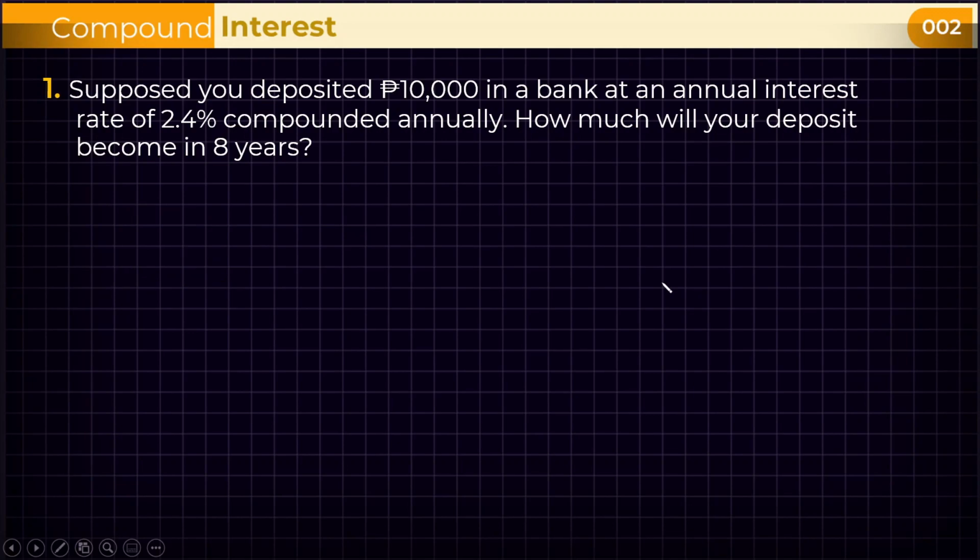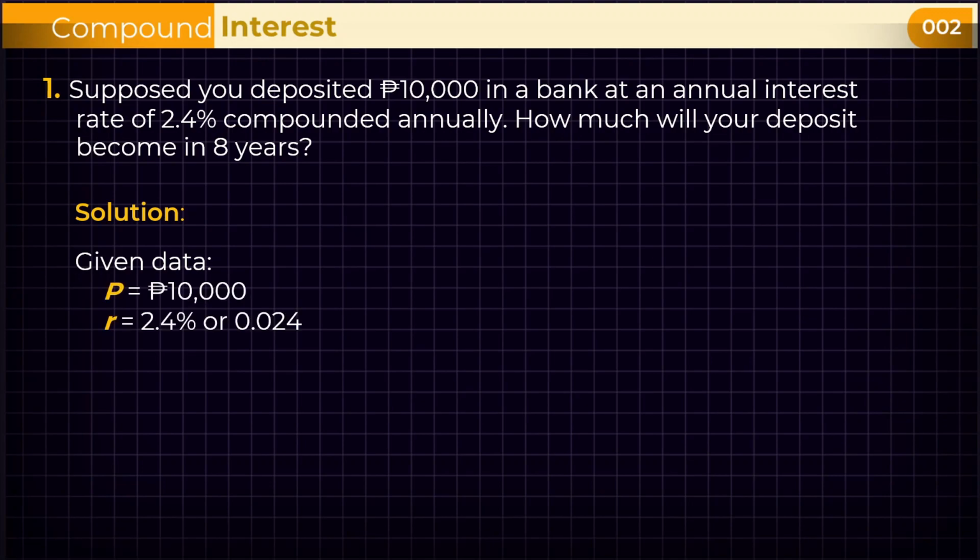So let's take our solution here. It is obvious that our 10,000 pesos represents the principal or the present value. The rate is given as 2.4%, or that is 0.024 in decimal, and T is 8 years. And we're going to look for A because it asks how much will the money become in 8 years. So that means to say this is already the accumulated amount. That is, the principal and the interest have already been added together.